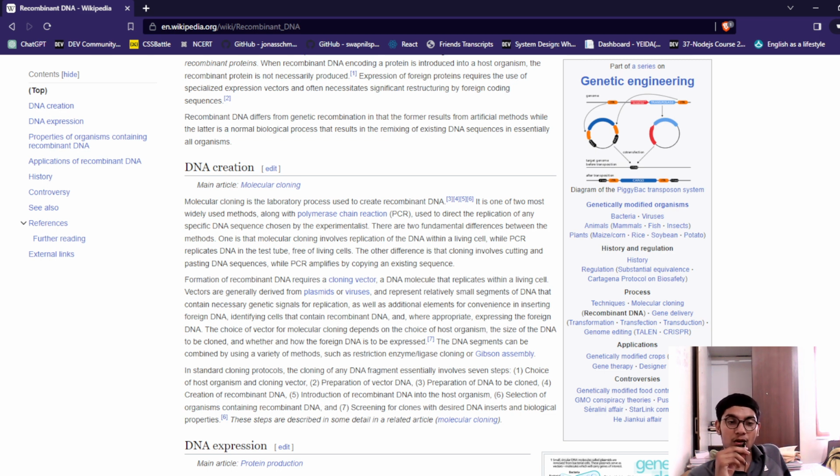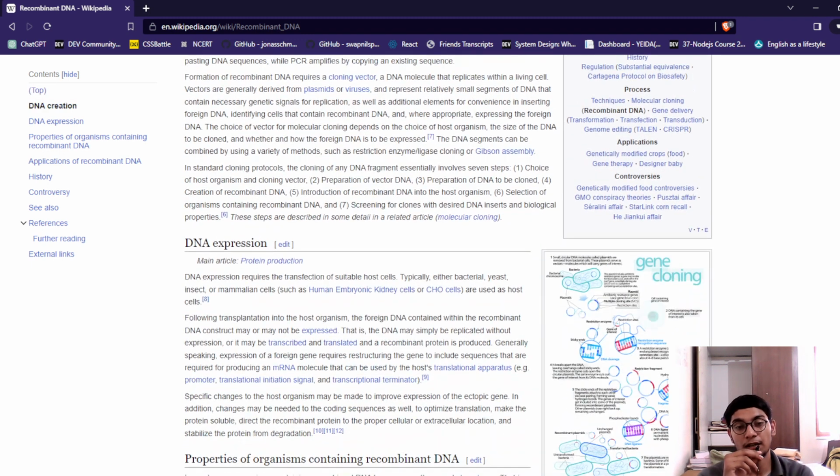the size of the DNA to be cloned, and whether the foreign DNA is to be expressed. The DNA segments can be combined by a variety of methods, such as restriction enzyme cloning or Gibson assembly. In a standard cloning protocol, the cloning of a DNA fragment involves seven steps: choice of host organism, choice of cloning vector, preparation of vector DNA, preparation of DNA to be cloned, creation of recombinant DNA, introduction of recombinant DNA into the host organism, selection of organisms containing recombinant DNA, and screening for clones with desired DNA inserts and biological properties. These steps are described in some detail below.